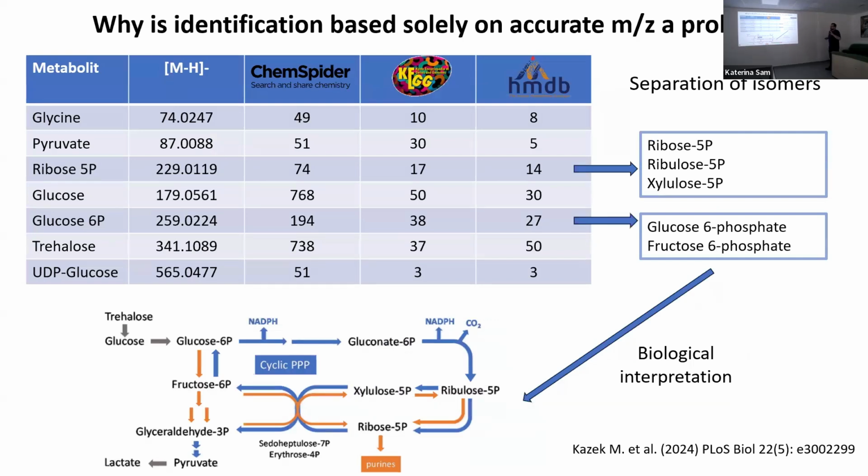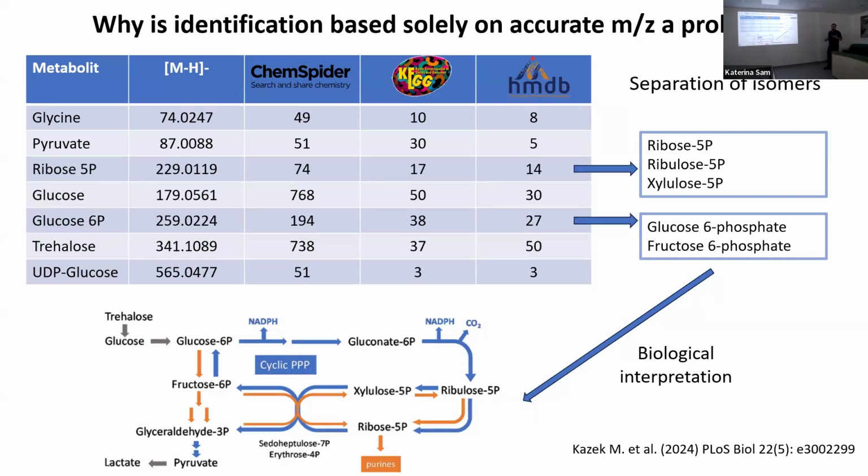Why do we have problems if we have only the mass or MS/MS spectrum? Because here this is part of glycolysis, and here we have the pentose phosphate pathway. In these two biochemical pathways, sugars and phosphorylated sugars are very important. But the big problem is the separation of the isomers, because here we have ribulose, ribose, and xylulose 5-phosphates.